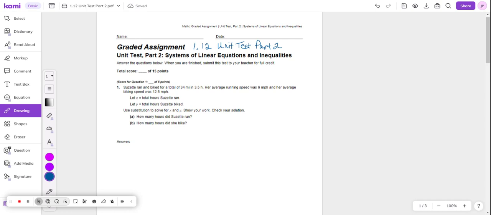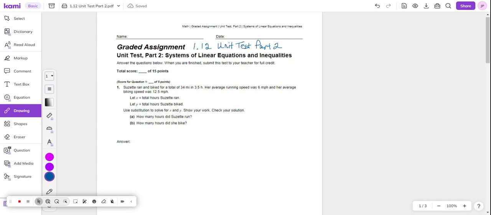They are telling you to let X be the hours that Suzette ran and Y be the hours that she biked. And then it says use substitution to solve for X or Y, show your work, check your solution. So in this problem, I would work it as a system of equations, and there's enough information in the first two sentences. With Suzette running and biking a total of 34 miles in 3.5 hours, and with her average running speed being 6 miles per hour and her biking speed being 12.5 miles per hour. That's enough information for you to write two equations.